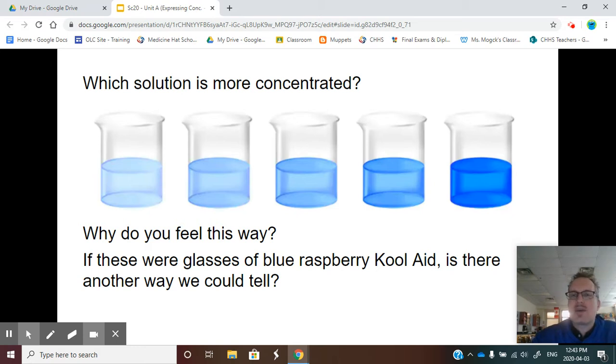Is there any other way we could tell? Taste would be an option if we knew for a fact it was Kool-Aid to tell the difference between concentration. The stronger the taste, the greater the amount of solute dissolved in the water. Again, we will not be touching taste in this class because we're thinking of these as real chemicals, real solutions in the lab.